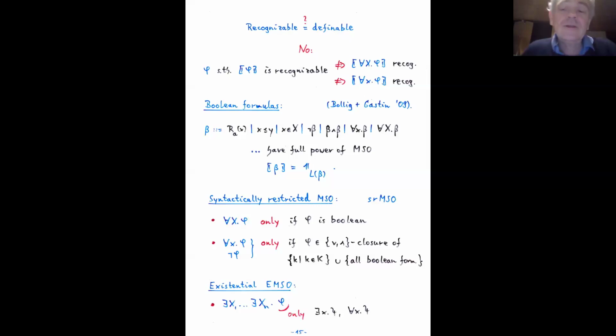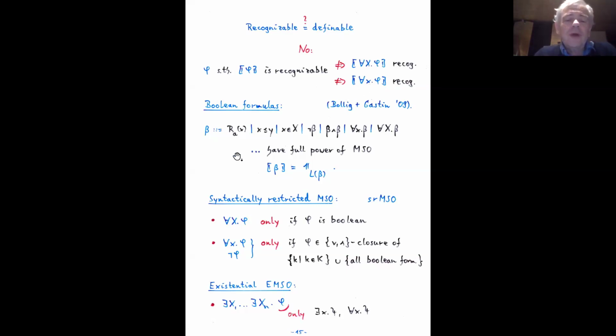The semiring of natural numbers is, of course, one of the most important semirings. So we have a problem here, and the reason is the universal quantifier. There are several solutions for this, and a very nice one was given by Bollich and Gastin in the following way. We have to restrict the use of universal quantifiers.